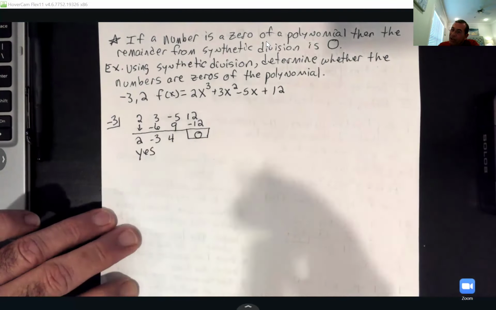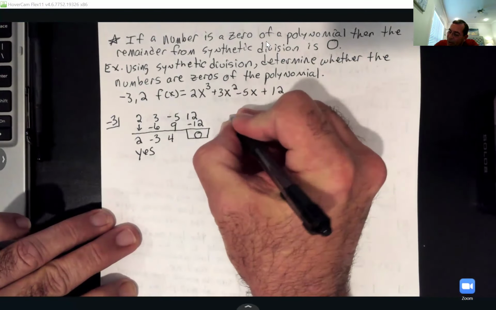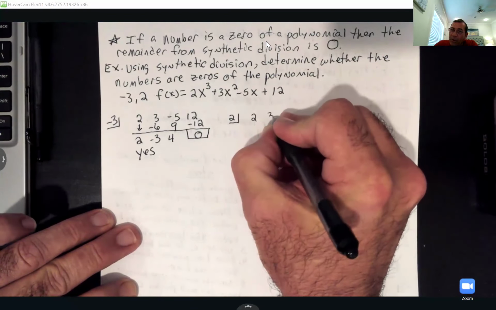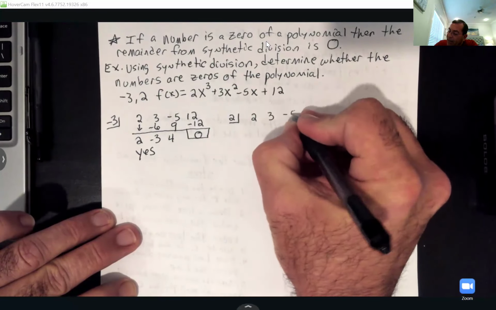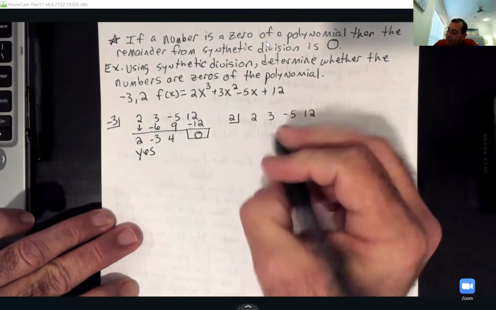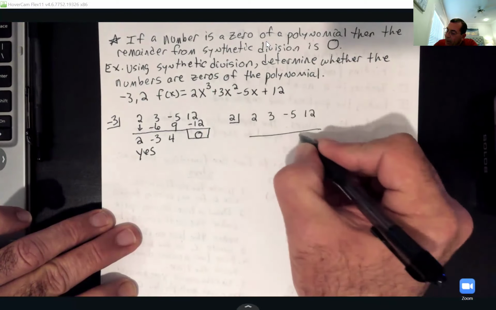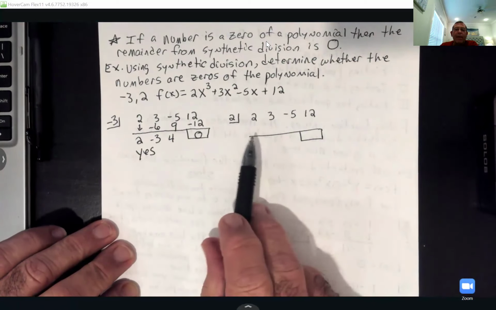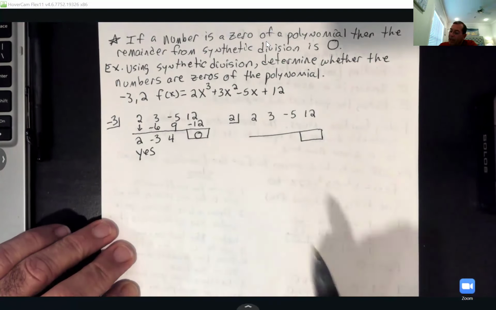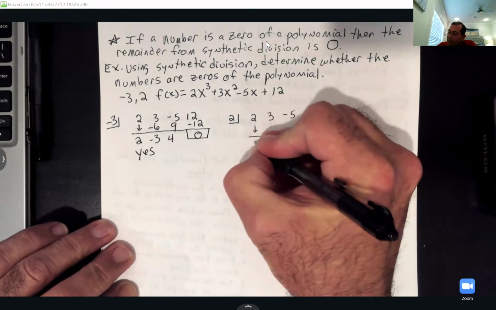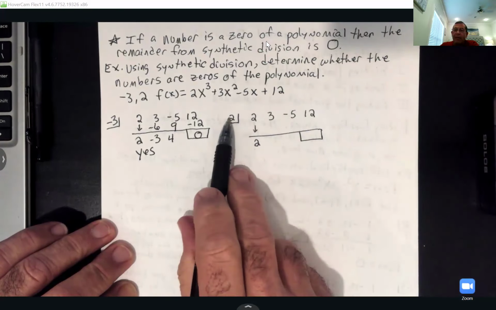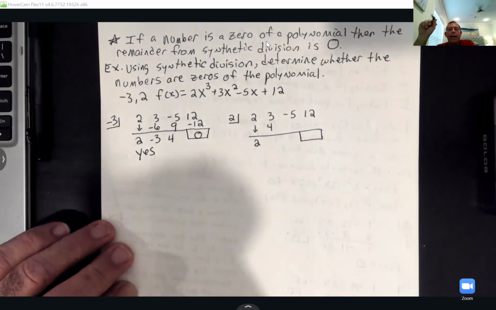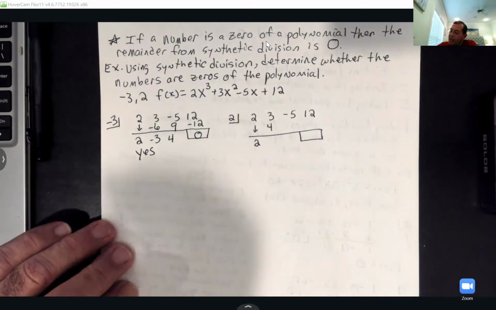So now we got to check 2. So 2 will be my new C. My coefficients are still going to be 2, 3, -5, and 12. All right, let me get that boxed up. All right, so now, same process as we did. Bring the 2 down. 2 times 2 is 4. Bring that to the next column. All right, let's add that. What's that? 3 and 4, 7.